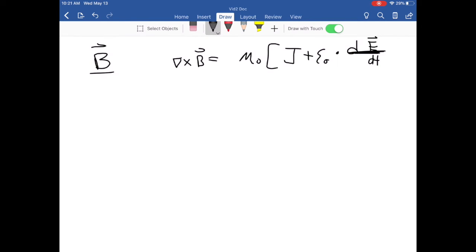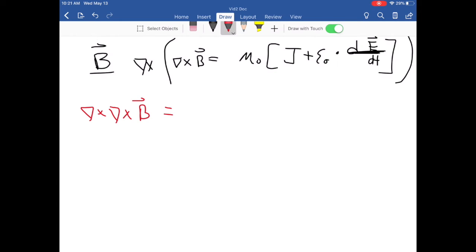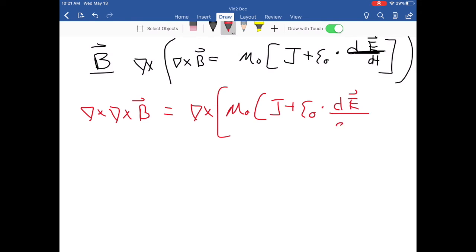And that's a little messy, so apologies for that. But from here, we can again continue the derivation by taking the curl of both sides, which affords us the following: del cross B, which is equal to del cross quantity mu naught times the quantity J plus epsilon naught times the derivative of the electric field with respect to time.